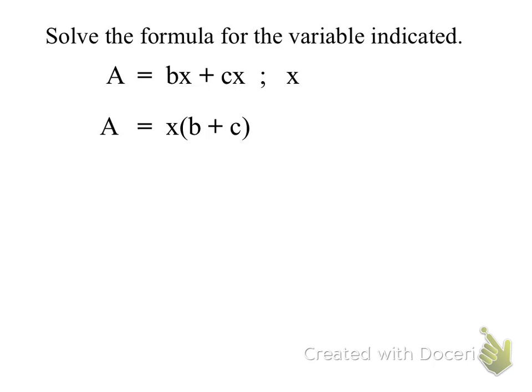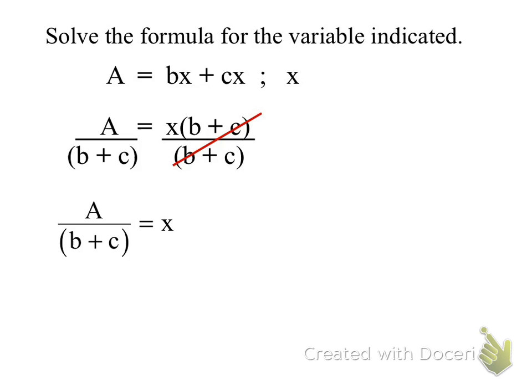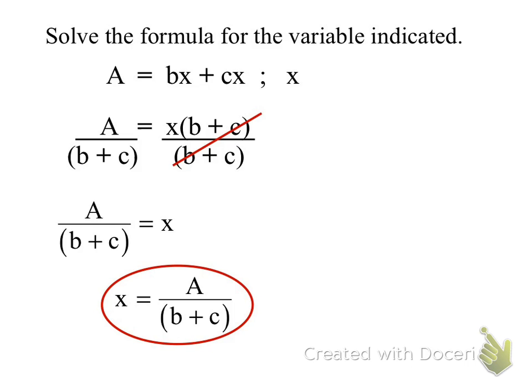And now what do I do to get the x alone? Divide both sides by B plus C. And then I have it. Okay, one more problem. To write it in terms of x equals big A over the quantity of B plus C.